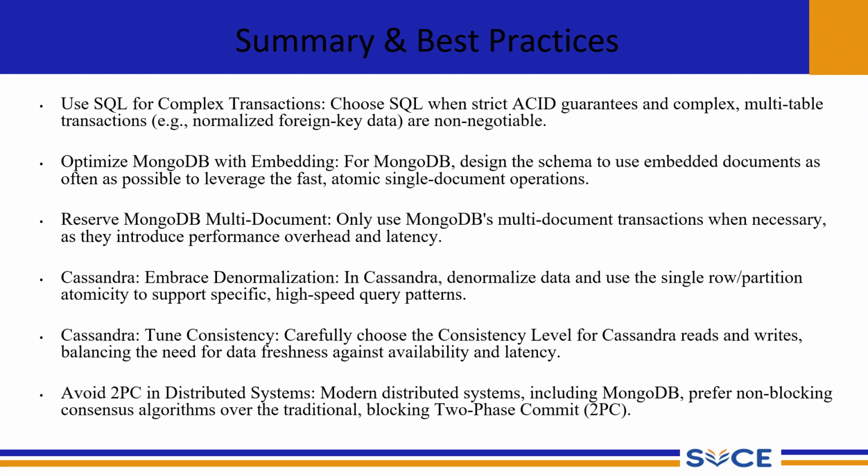transactions only for when necessary, because they introduce performance overhead and latency. For Cassandra, embrace denormalization. Denormalize the data and use a single-row partition to support high-speed queries. Tune consistency: carefully choose the consistency level, read and write, balancing the need for data freshness against availability and latency.